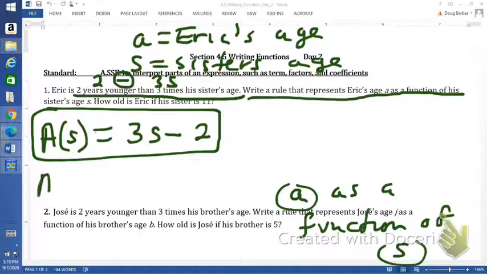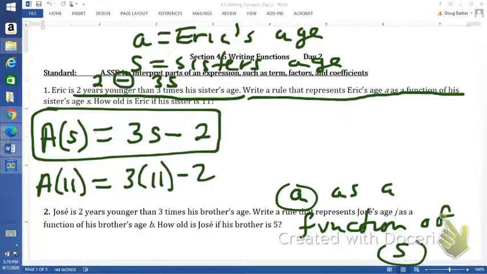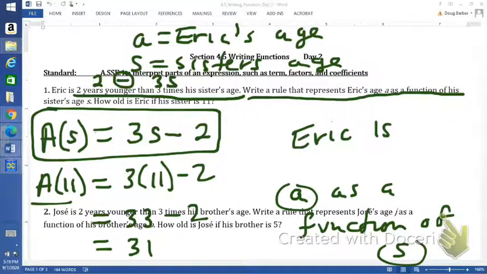Now, how old is Eric if his sister is 11? So we're going to plug in 11 for S because that's his sister's age. So we want A of 11. And what does that equal? 3 times 11 minus 2. Now, we don't have to do anything with that. We're just evaluating what's on the right here. So 3 times 11 is 33, minus 2. 33 minus 2 is 31. So Eric is 31.